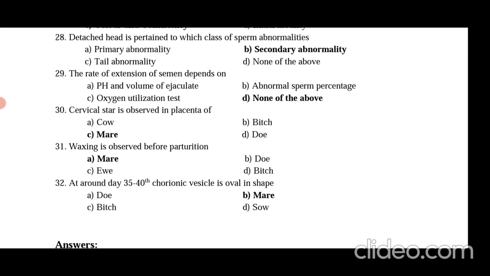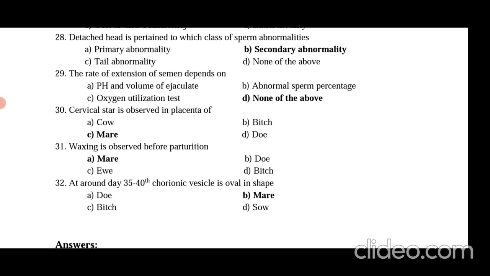The rate of extension of semen depends on none of the above. It does not depend on the pH and volume of ejaculate. It does not depend on oxygen utilization test. It does not depend on abnormal sperm percentage. It depends on the percentage and concentration of the normal sperms. That is the point on which the rate of extension of semen depends.